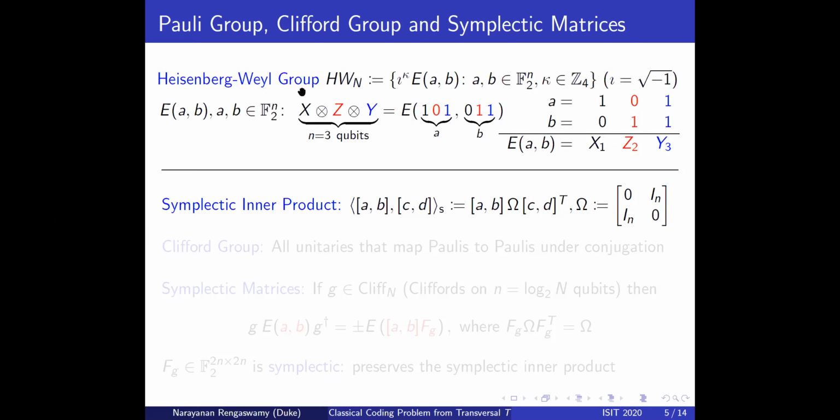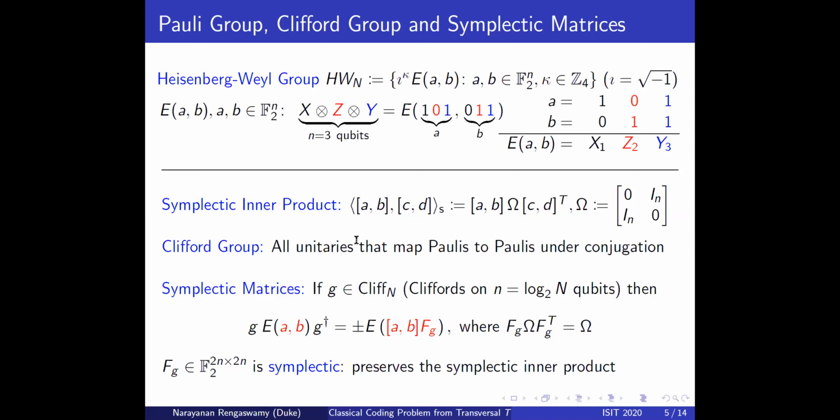All Pauli matrices on n qubits can be written as E_AB up to multiplication by some fourth roots of unity. That's the full Heisenberg-Weyl group, or the Pauli group. Now, like I said, the key structure in this group is that a pair of Pauli matrices commute or anti-commute, and in this binary world, you can capture that by this symplectic inner product. So if this inner product is 0, then E_AB and E_CD commute, and if it's 1, then they anti-commute. Okay, that's the Pauli group.